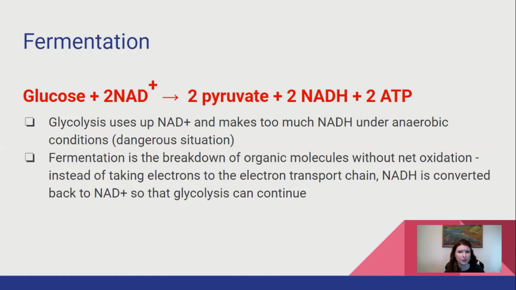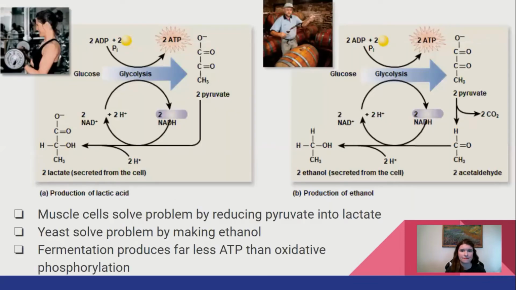In fermentation, we don't care about that oxidation. We really just want to keep running glycolysis. So we pretty evenly turn glucose and NAD into pyruvate, ATP, and NADH. And then we just try to turn that NADH back to NAD. So this is kind of a net zero process in terms of oxidation. So this is what it looks like.